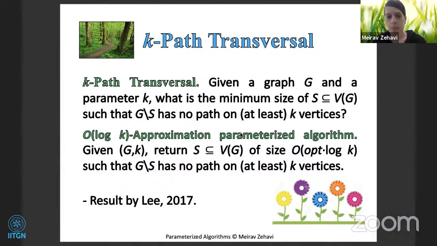So what does it mean? It means that given an instance of the problem, G and k, we want to return a set of vertices S of size at most order opt log k. So you can see it's an order log k approximation, such that it is a solution, which means that in G minus S, there is no path on k vertices. Okay, so we return a solution that is, in terms of its size, an order log k approximation. Okay, so let's see how we do this.